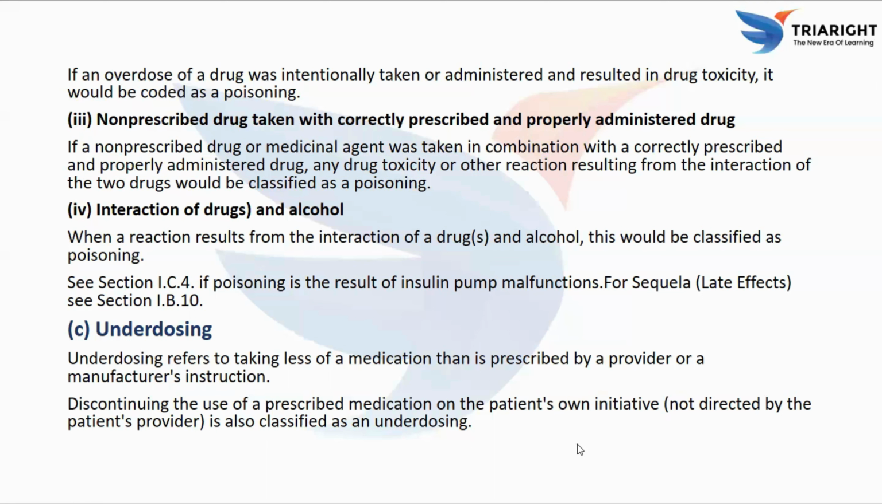Example, a diabetic patient skips insulin. It leads to hyperglycemia. So you have to assign the code for type 2 diabetes with hyperglycemia, that is E11.65, as well as the code for underdosing of insulin, T38.3X6A, and an additional code for the patient's intentional underdosing, Z91.128. So one is for the complication, the other for whether it is underdosing or not, and the third is whether it is intentional or unintentional.